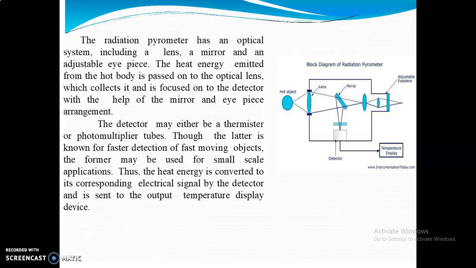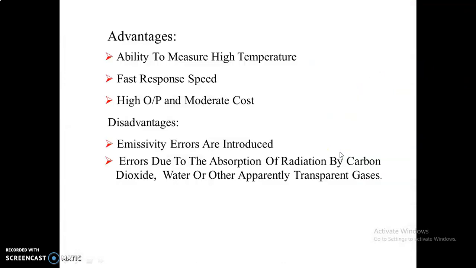That is what a radiation pyrometer is. So in a total radiation pyrometer, both visible and non-visible light sources, whatever radiation is coming out from the hot body, the whole thing will be observed through the lens and the mirror as well as the detector system. Then what are the advantages? It can measure high temperature, with fast response and high output.